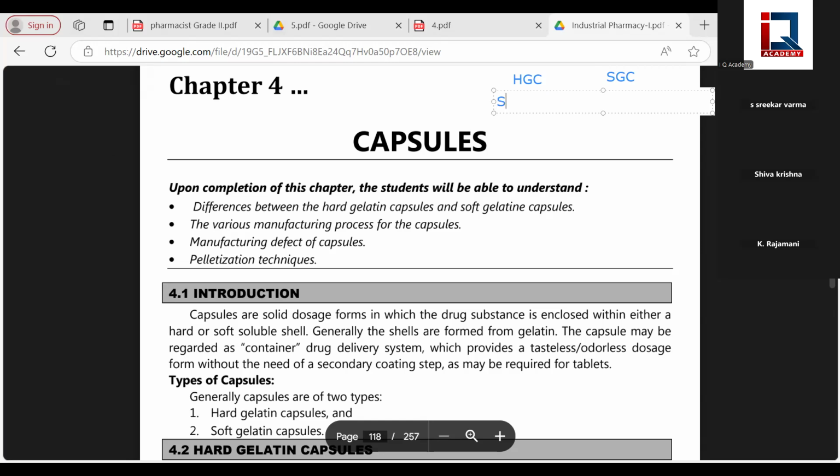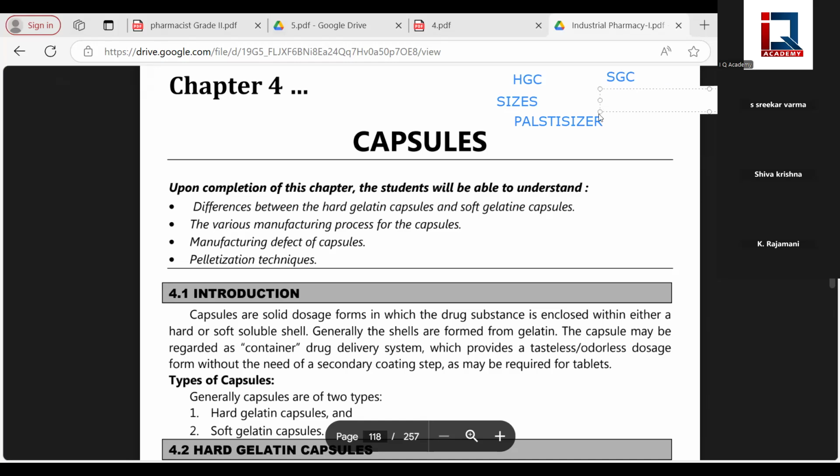So hard gelatin capsules have different sizes, soft gelatin capsules have different shapes. Then plasticizer consistency. Yes, that's the next major difference. After plasticizer, hard gelatin capsules come in triple zero, double zero, zero, 1, 2, 3, 4, and here there's a difference. Okay, so that's the major thing we need to understand between hard and soft gelatin capsule.